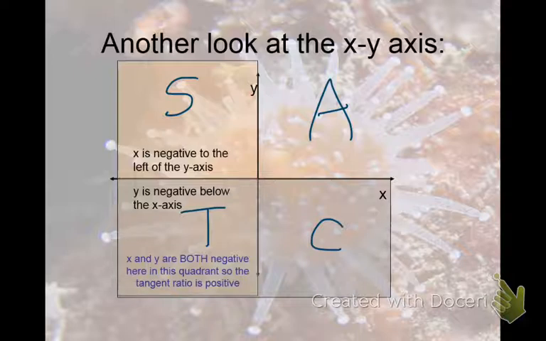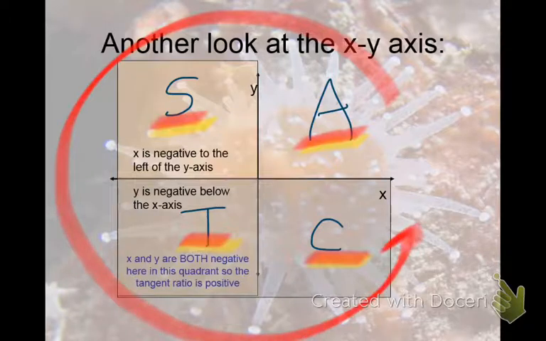You can think of it as all students take calculus, or, a little bit more fun, all Saratoga teachers are cool, starting in quadrant 1 and rotating around in a counterclockwise manner. But what this means is, all three main trig functions, and of course all six then, are positive in quadrant 1.